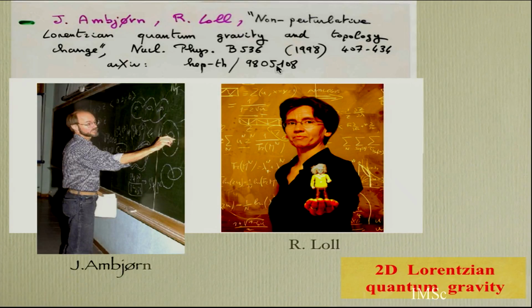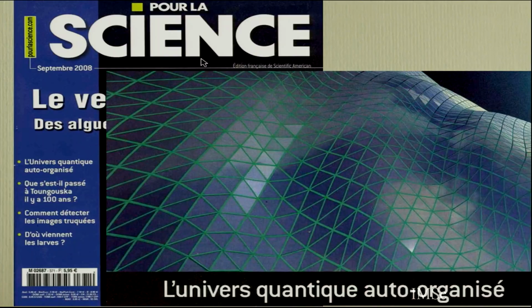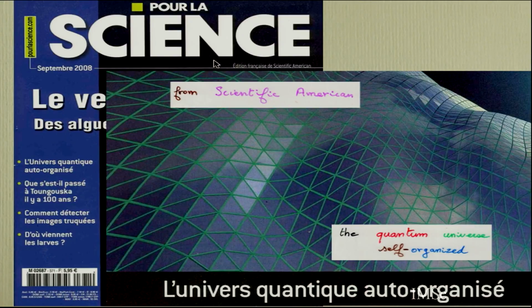This paper was in 98 by Ambjörn and Loll about non-perturbative Lorentzian quantum gravity and topology change in nuclear physics. I never go into a paper in nuclear physics. These two people, with another person, Jurkiewicz, have written a survey paper in Scientific American, translated in French in the analog of Scientific American, which is Pour la science. You see, l'univers quantique auto-organisé, the quantum universe is self-organized.